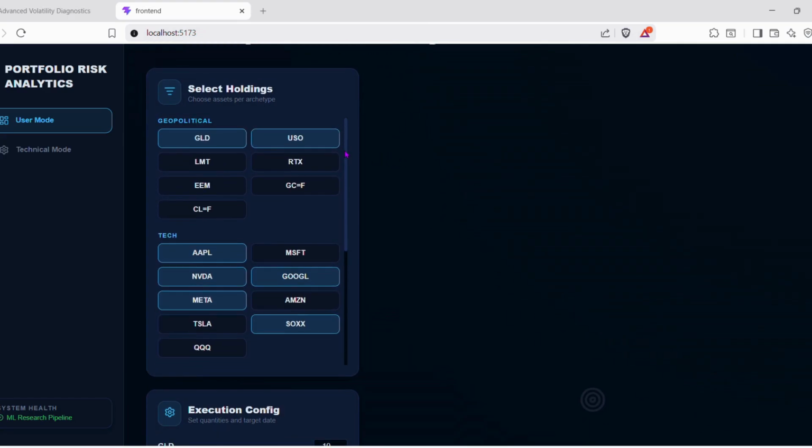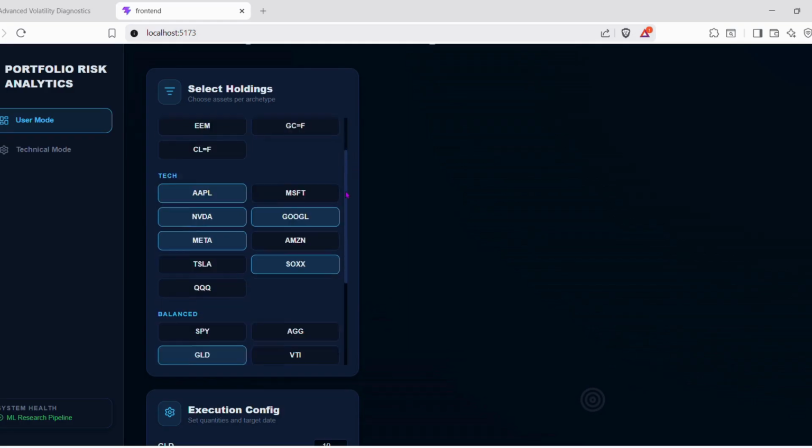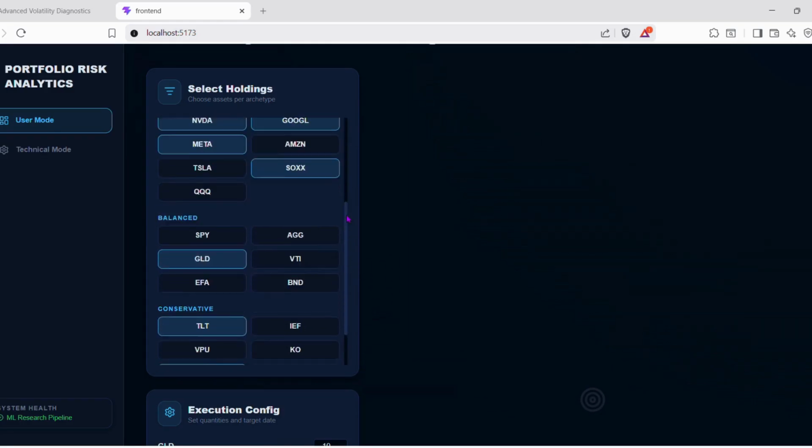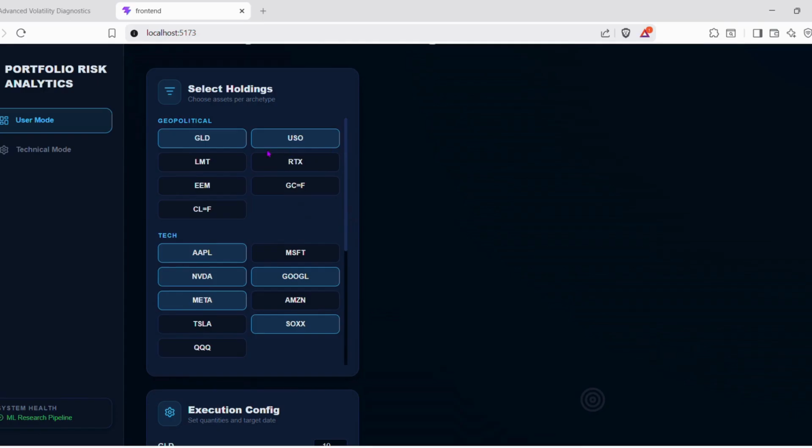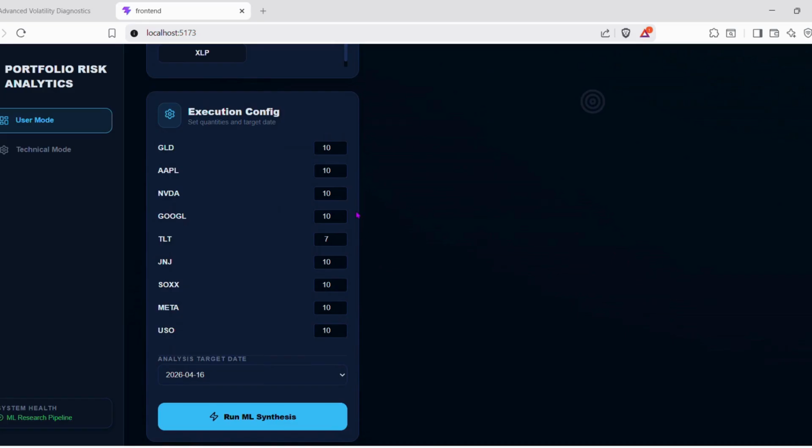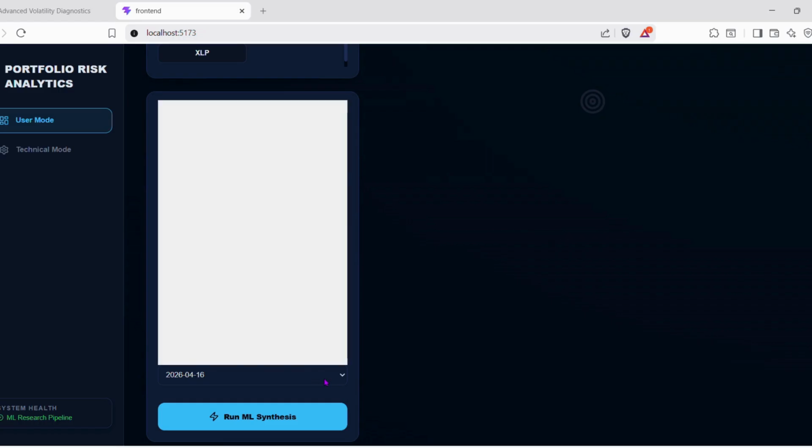Right now we've divided our portfolios into four types, that is geopolitical, tech, balanced and conservative, and have tickers for every single type. We can select or deselect any type of stocks that we want to choose. Then we can also set the number of stocks that we want for every particular ticker that we have chosen, and an analysis target date.